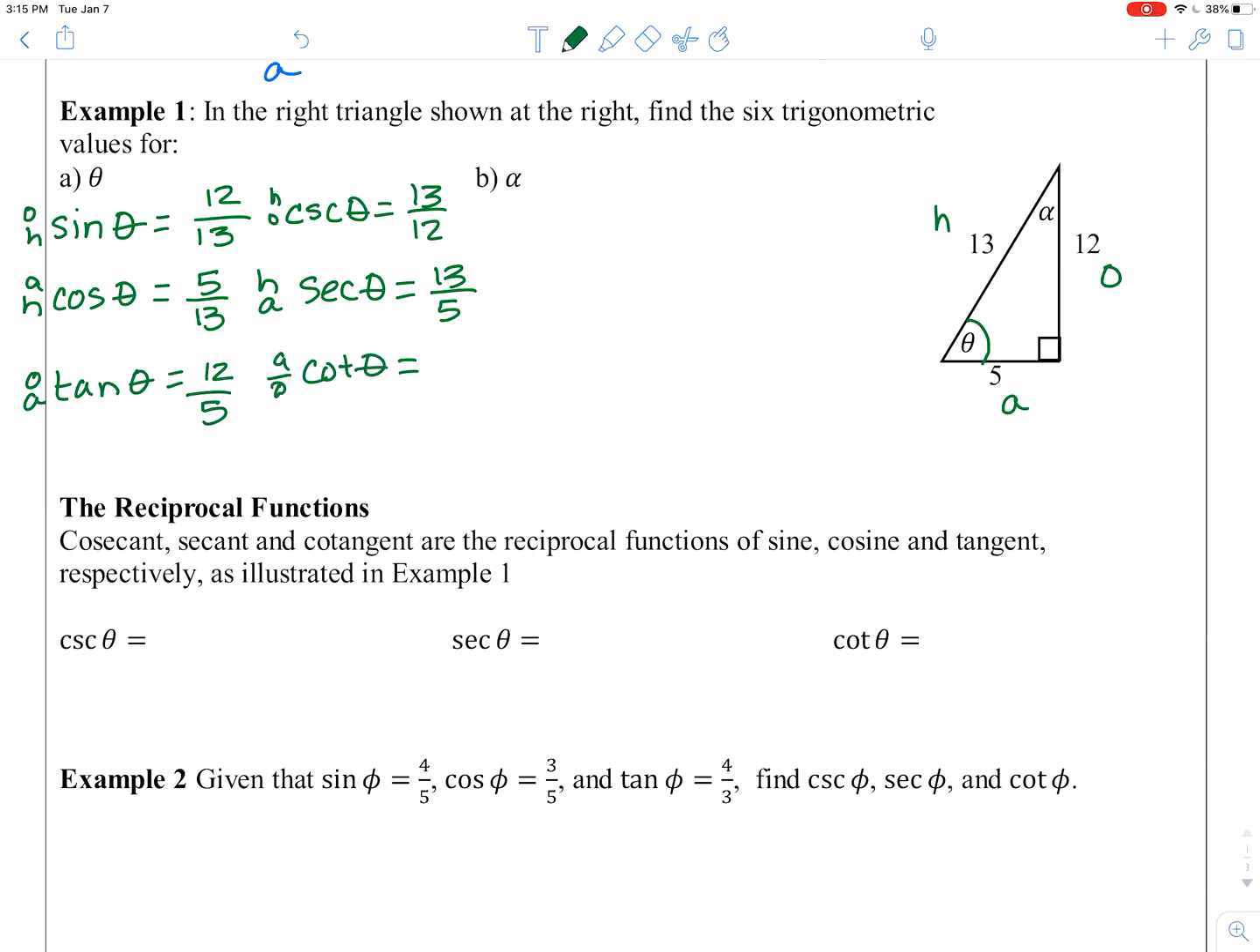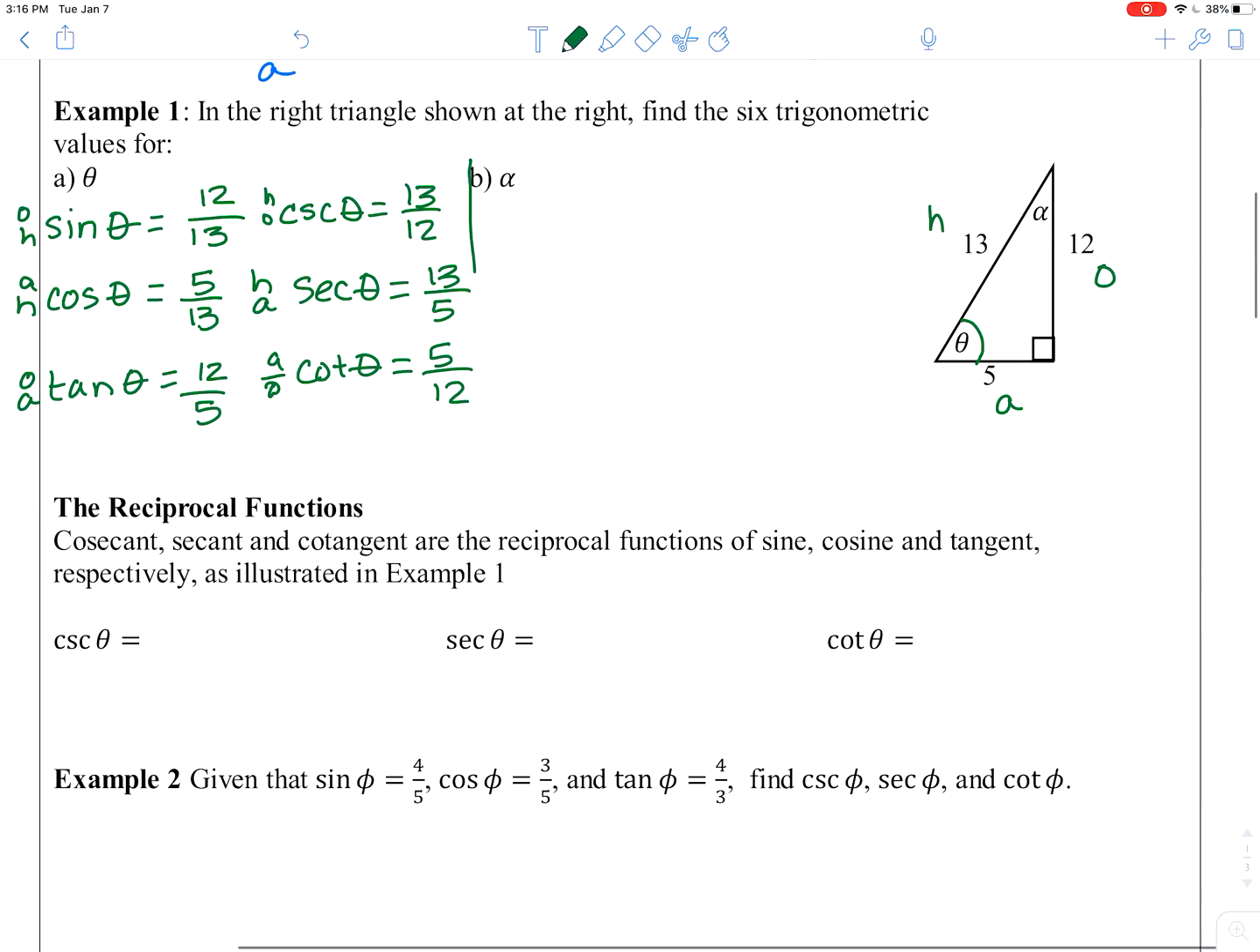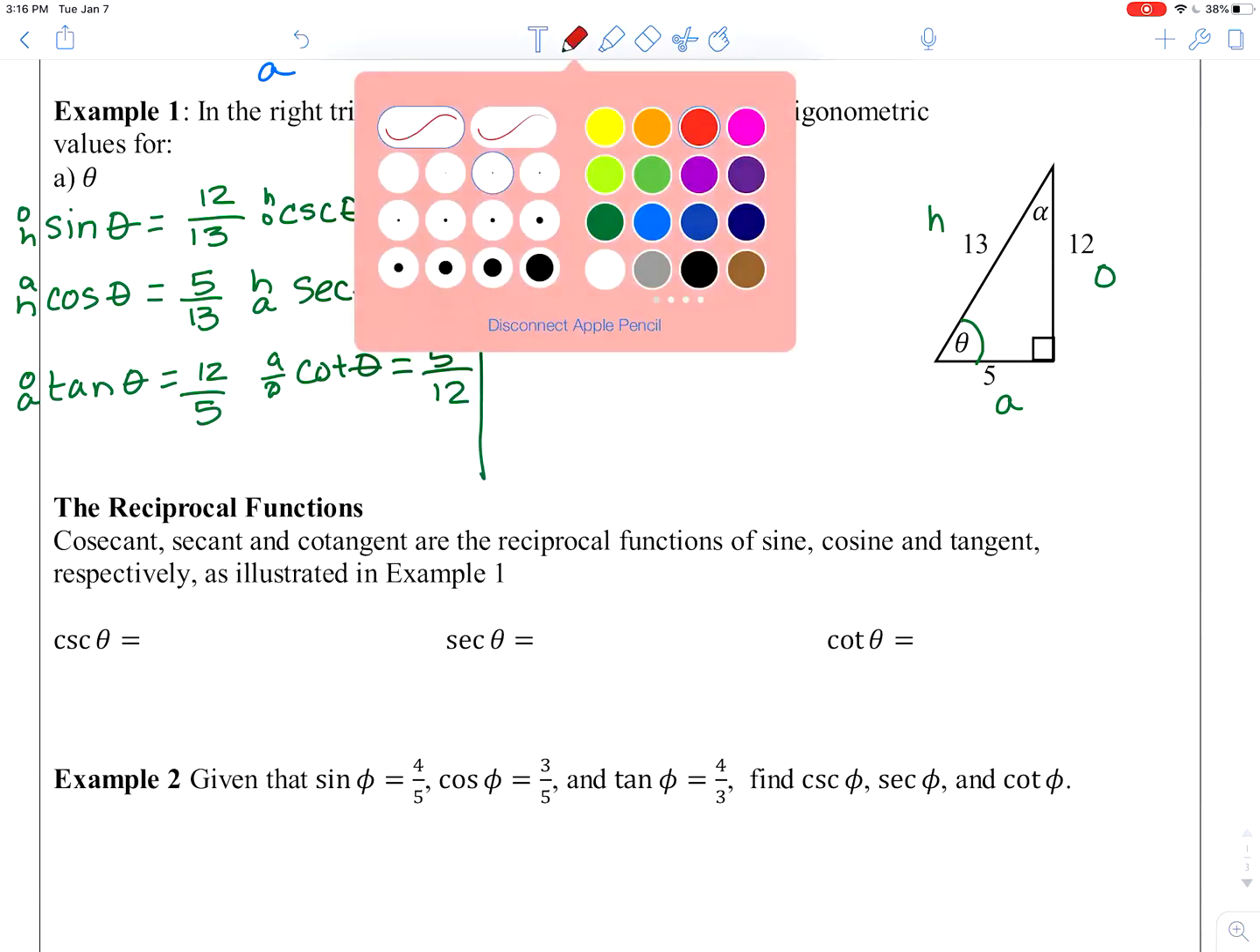Get theta in there. And so A over O would be 5 over 12. Okay? So in respect to angle theta, those are the 6 trig values. Now, let's look at angle alpha.